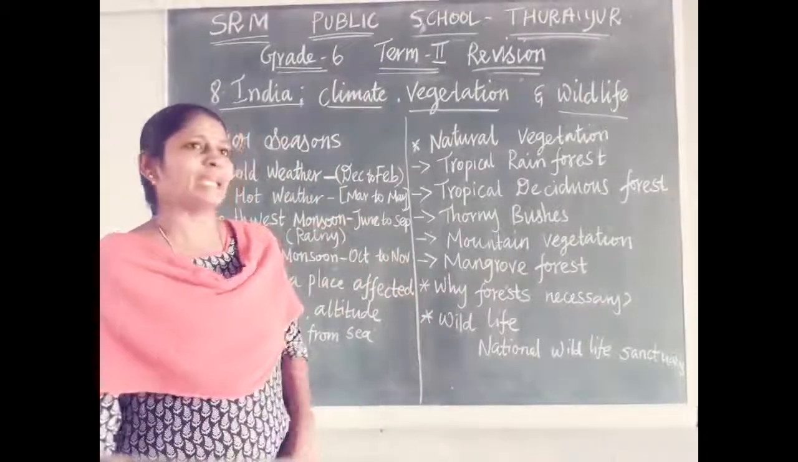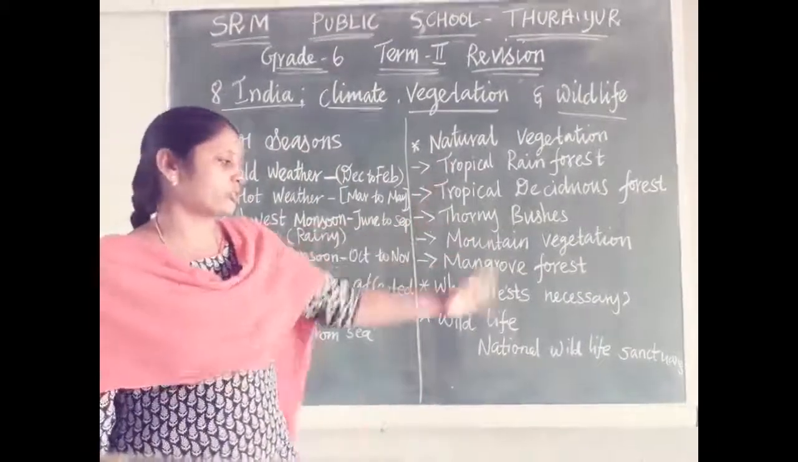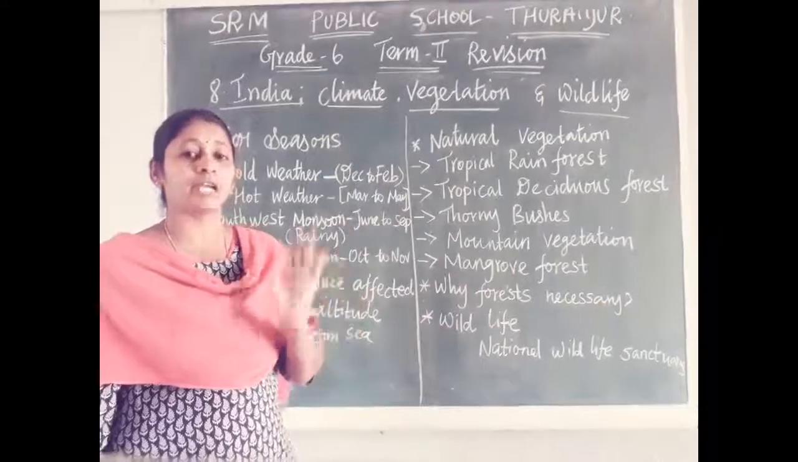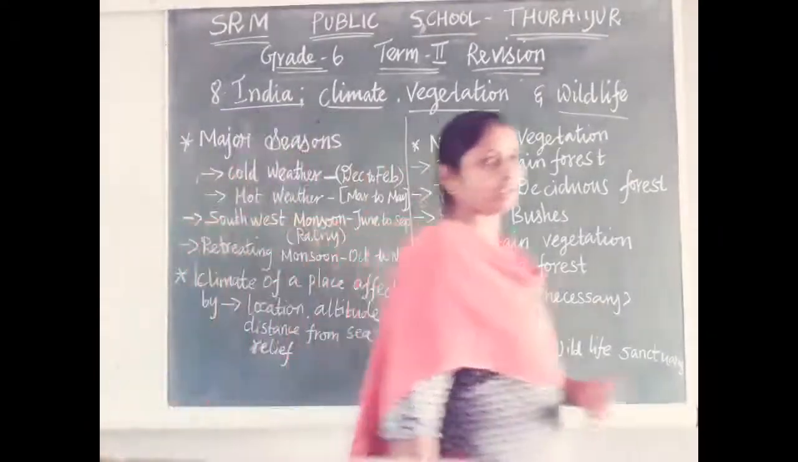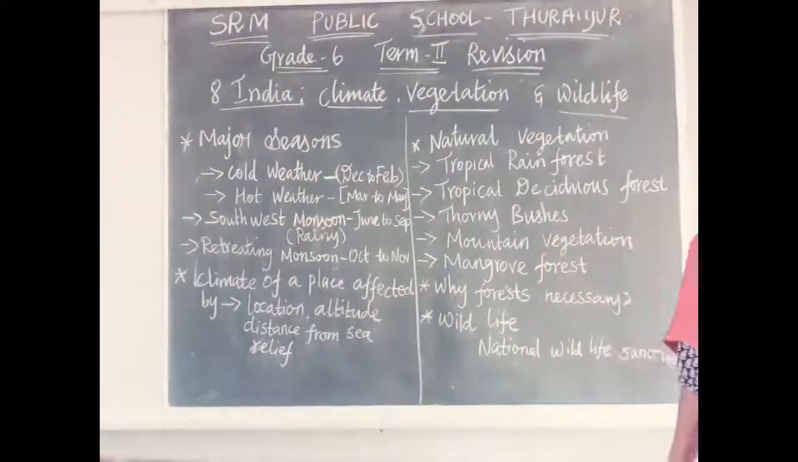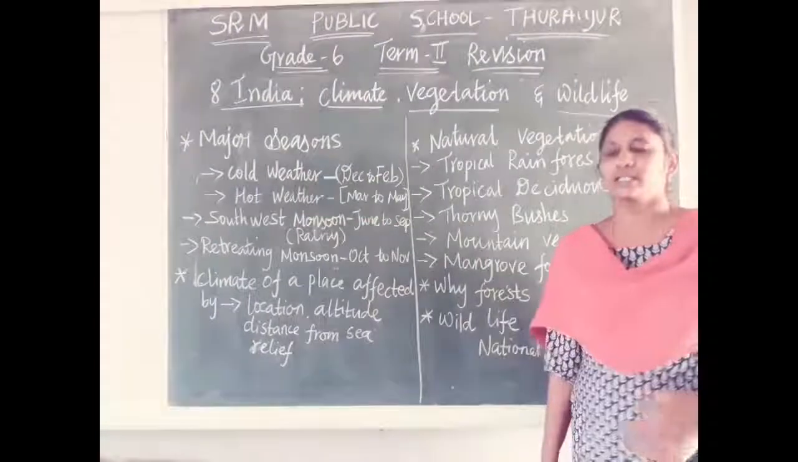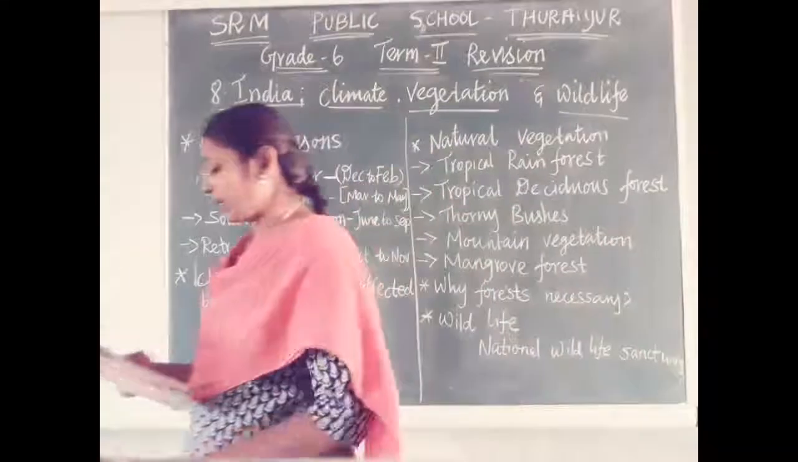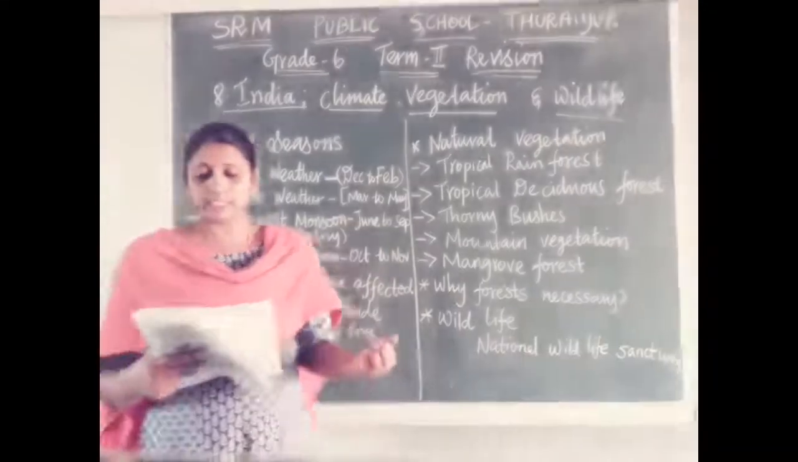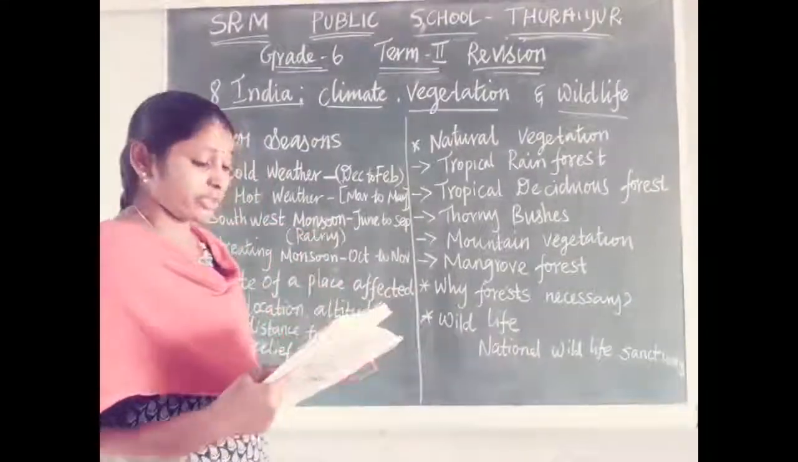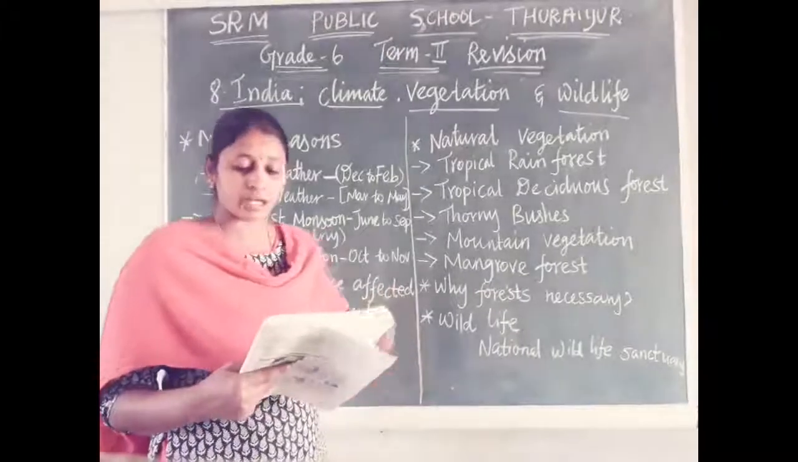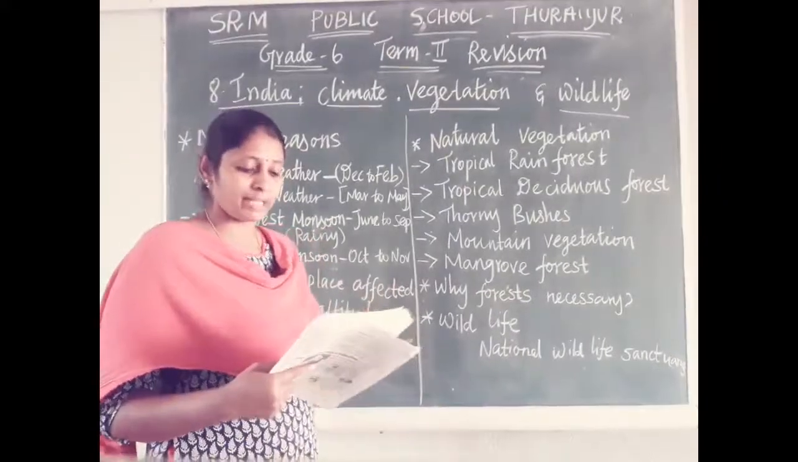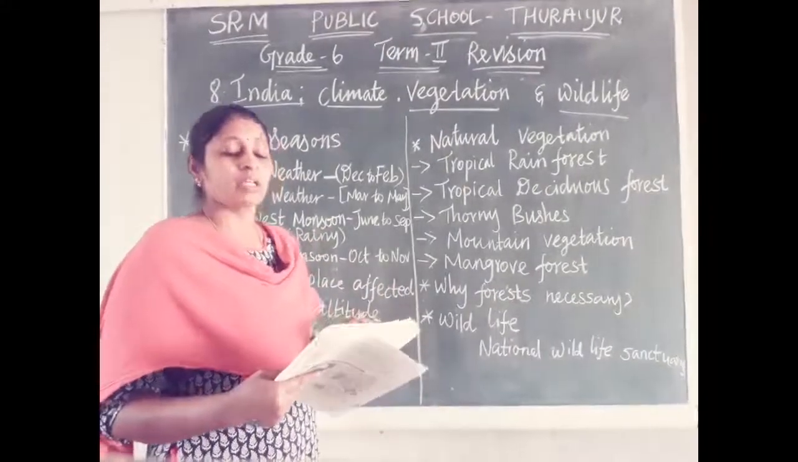So, wildlife. Whenever we study about forest, definitely in forest we have a different variety of wildlife. Different varieties of animals, insects and birds we have. Particularly in India, different types of species of animals, a variety of reptiles, mammals, birds and insects are found in our forest.